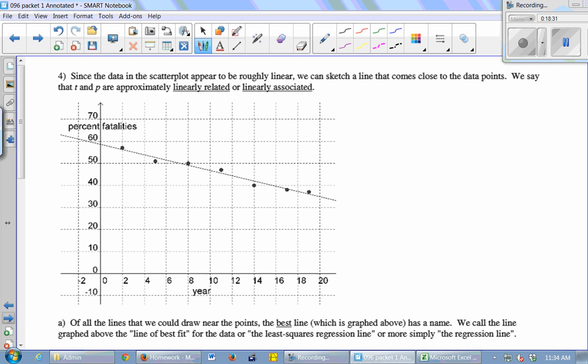Okay, so you might get something like this. I did one in a computer. So it seems to be roughly linear. We can sketch a line that comes close to the data points, and we say that T and P are approximately linearly related. T for time and P for percent fatalities.